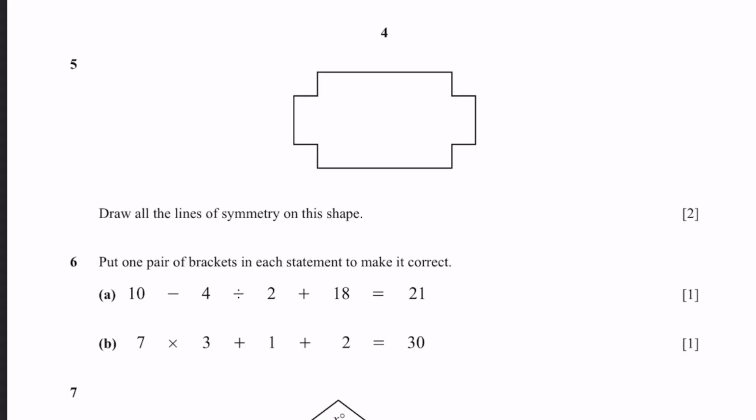Question 5. Draw all the lines of symmetry on this shape here. We can see that we have vertical and horizontal line of symmetry and nothing else. So we just draw both of those. That's the answer.